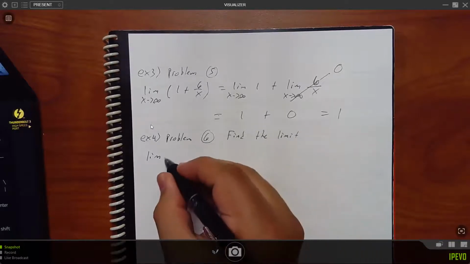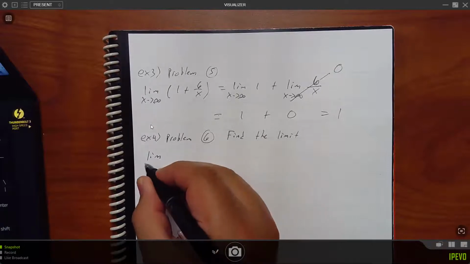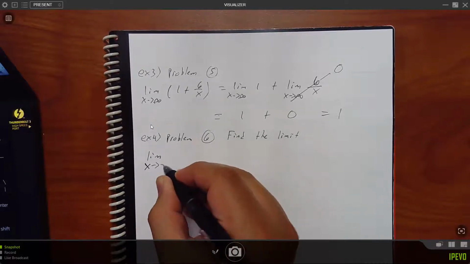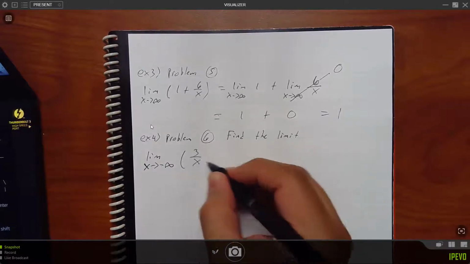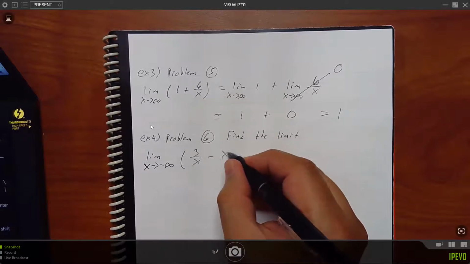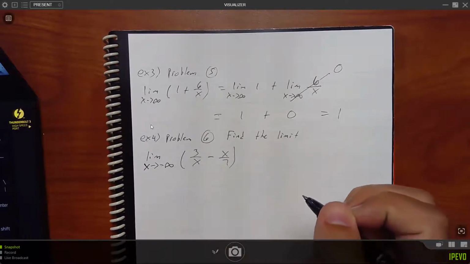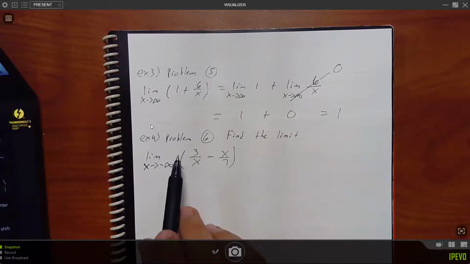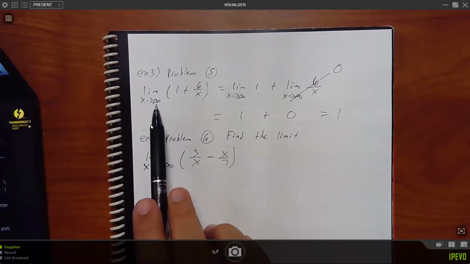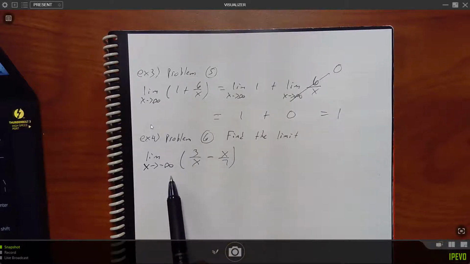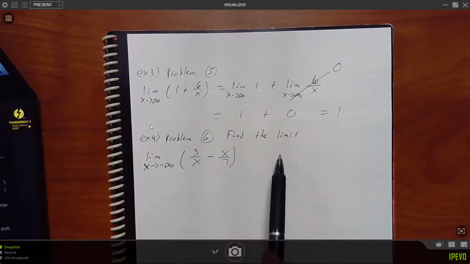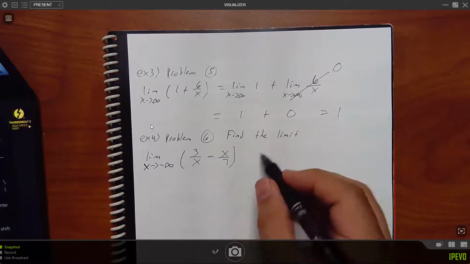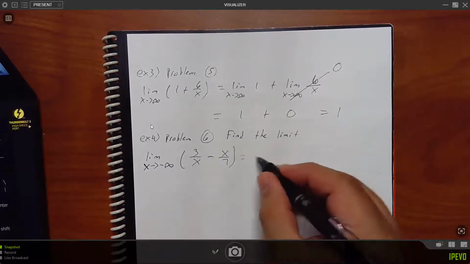Okay, on this one, let's see here. X approaching negative infinity of 3 over x minus x over 7. So negative infinity behaves almost the same as regular infinity. You just have to watch out for the sign. Something might end up being negative, or the answer might be negative infinity instead of regular infinity. So right away, we can separate them.